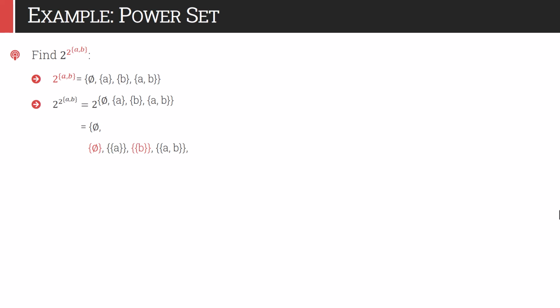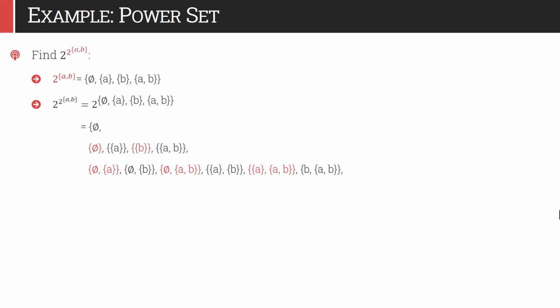Now we will be adding subsets of size 2. So we will take all the possible combinations from the original set and we will add them. So phi comma A will be 1, phi comma B, phi comma AB, then A comma B, A comma AB, and finally B comma AB. So these are the subsets of size 2.